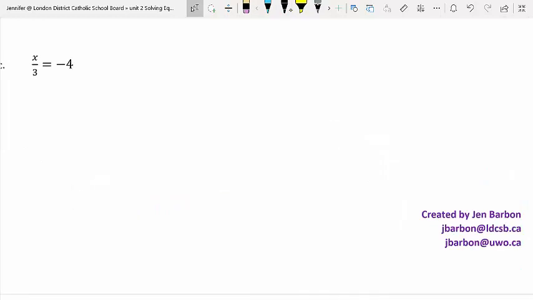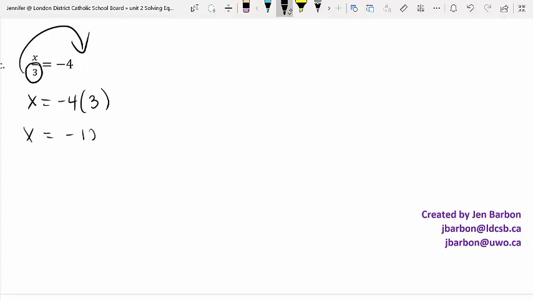Alright, part C. So we have x divided by 3 equals negative 4, and we're solving for x. So look at x. Okay, it's not by itself, it has a divide by 3 attached to it. So the goal is to get x by itself, so we need to move that divide by 3 to the other side. So when we bring the divide by 3 to the other side, what does it turn into? It turns into the opposite, which is multiply by 3. Okay, and then we get negative 12.